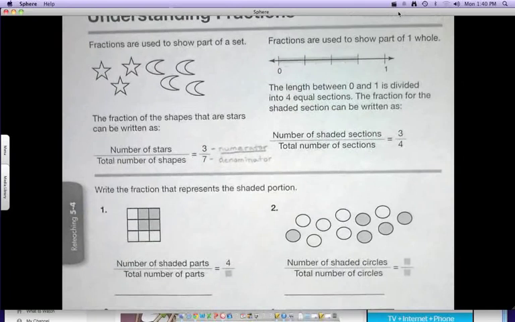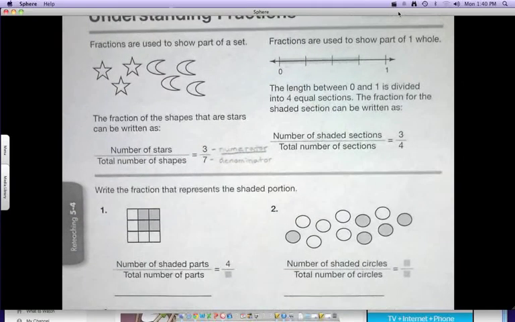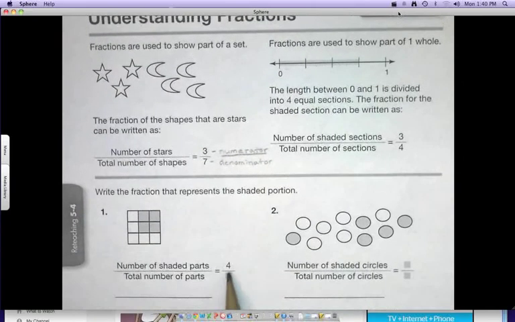Looking at the examples down here on your reteaching, they've already told us that there are 4 shaded squares, and the total number of parts is, if you count them all together, including the 4 shaded, 9. So my fraction is 4/9.